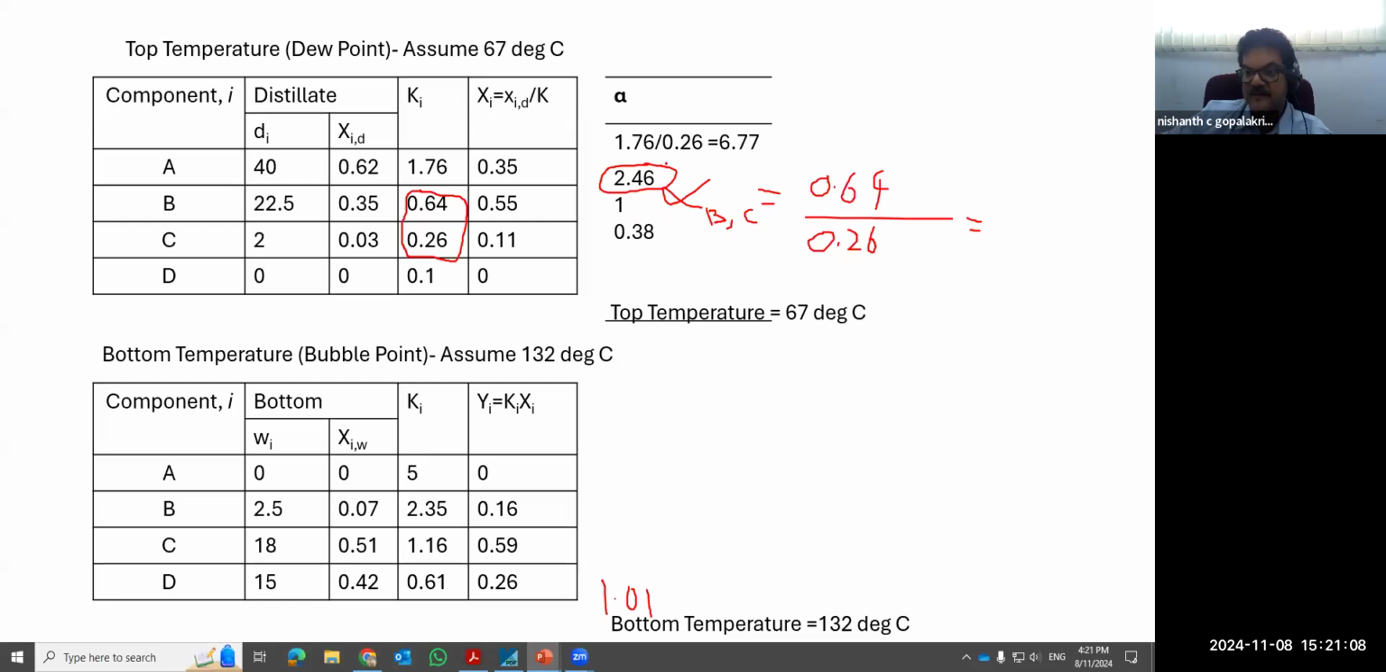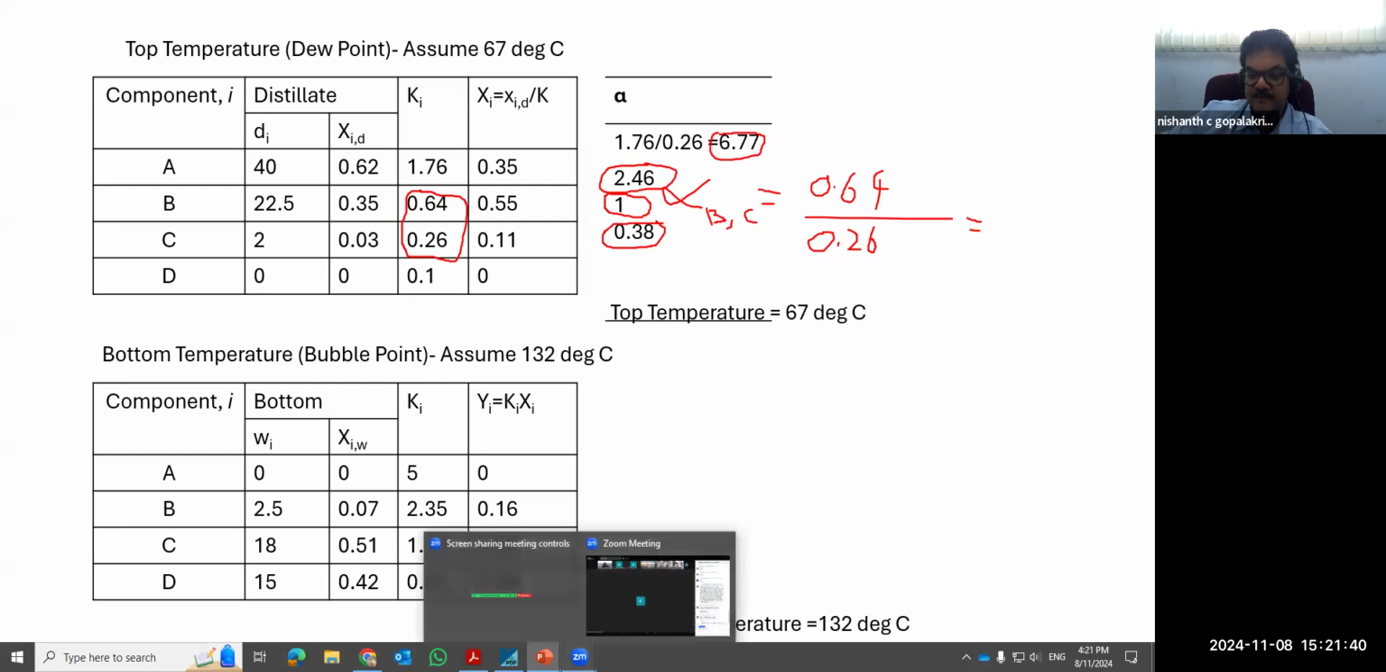Now I can also see how volatile each other component is with respect to C. Since C is the reference, it's 1. Now, since A is lighter than B, this value is coming out to be 6.67. And since D is heavier than C, that value is less than 1. So based on this logic, can you find the relative volatility between B and C and also the other components at the bottom? The same calculations at the bottom.